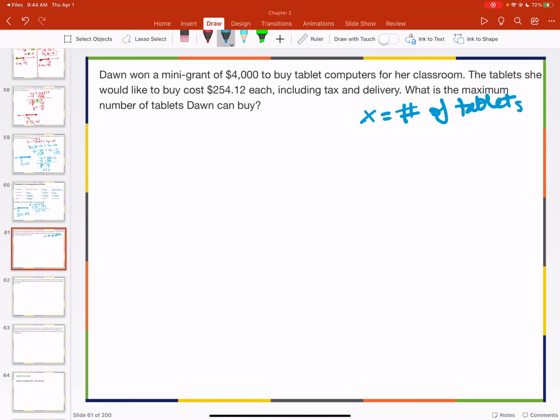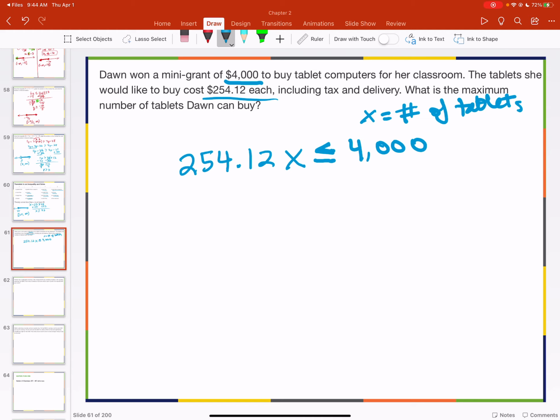And to translate into an inequality, so she spends $254.12 per each tablet. So the amount of money that she's spending is represented by the expression 254.12x. Now, it has to be no more than this. So it has to be less than or equal to 4,000, because it can't cost more than that, or else she's not going to have enough money.